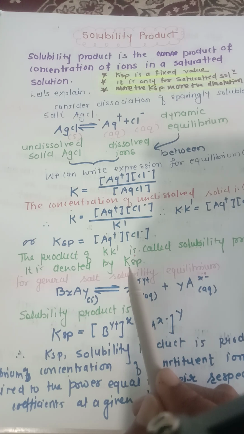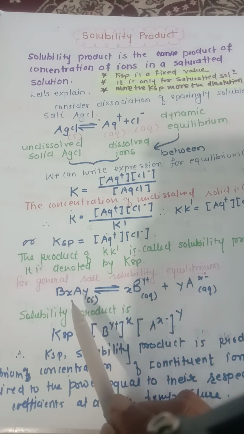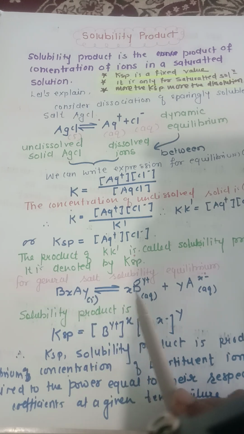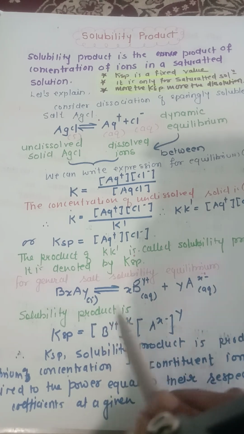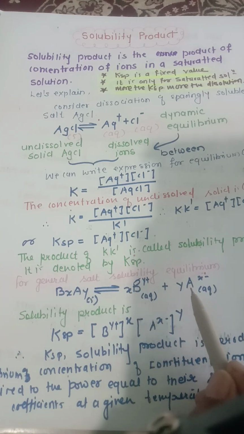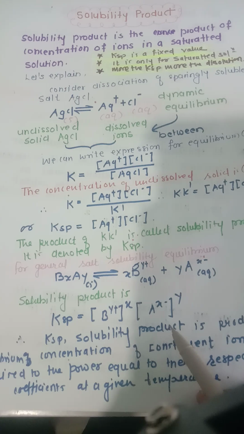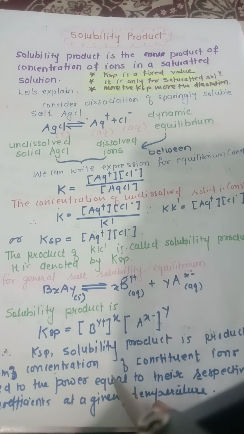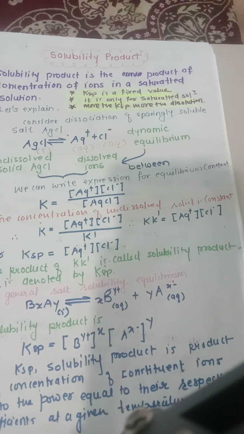Okay, so the general salt solubility equilibrium expression: suppose this is a general equation, BxAy giving x times B^(y+) plus y times A^(x-). The solubility product Ksp is equal to the concentration of the B ion raised to the power of its coefficient, into the concentration of A^(x-) raised to the power of its coefficient. Therefore Ksp, the solubility product, is the product of the concentrations of the constituent ions raised to the power equal to their respective coefficients at the given temperature.